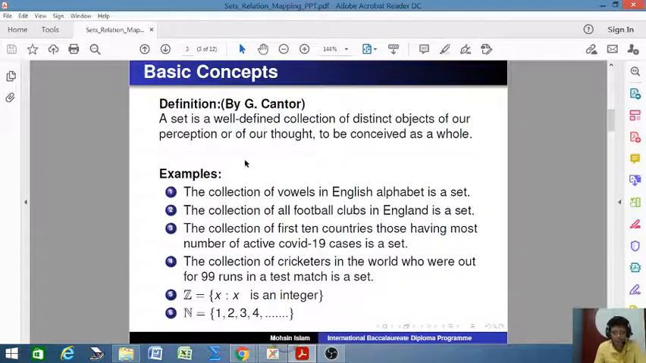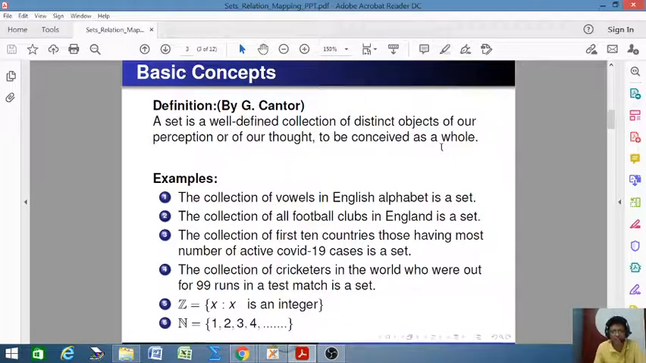According to him, the definition of a set is given as follows, look at the definition on the screen: a set is a well-defined collection of distinct objects of our perception or of our thought, to be conceived as a whole.